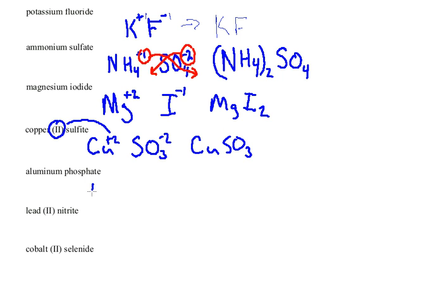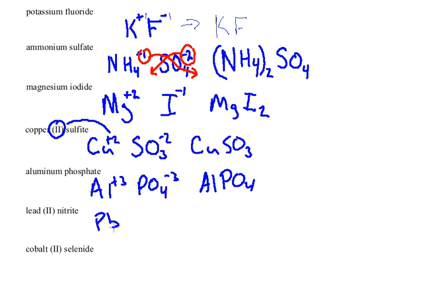Aluminum sulfate, same deal. Aluminum's in group 13, so it's got a plus 3 charge. Phosphate is a polyatomic ion with a minus 3 charge, and if you notice, our charges are going to cancel out here, so we're just going to end up with AlPO4.